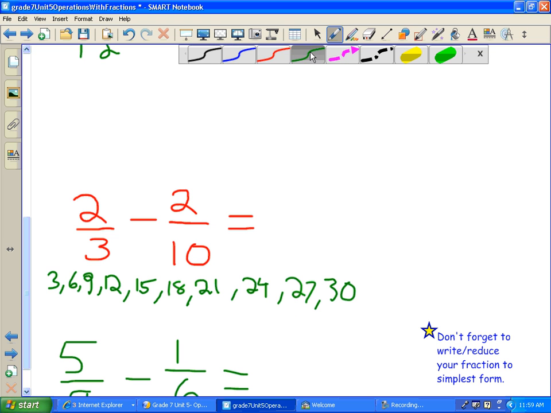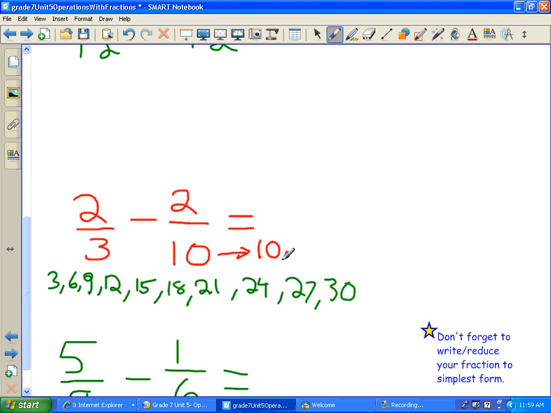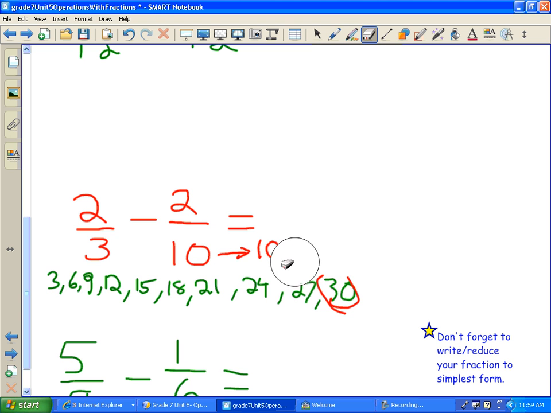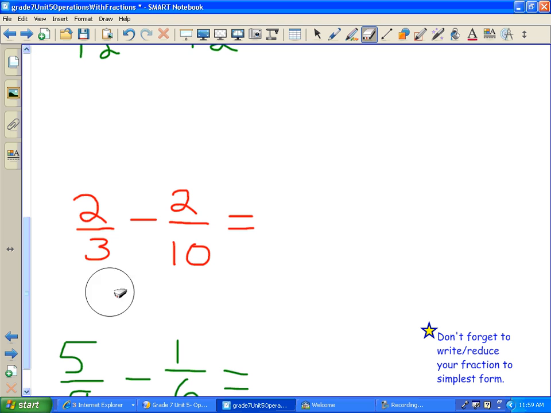Now, if I list my multiples of 10, well, it's easy, count by tens. 10, 20, 30. What's the lowest one they have in common? Well, 30 is the lowest they have. So we got to make both of those numbers have 30 in the denominator, or the bottom.